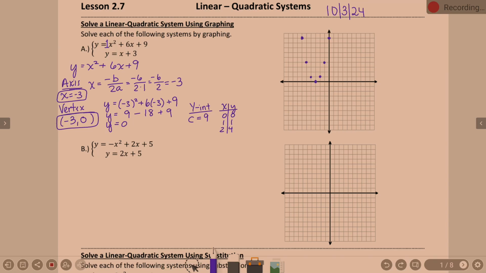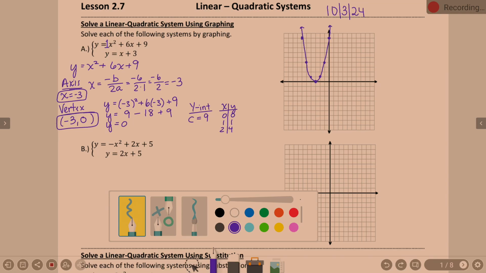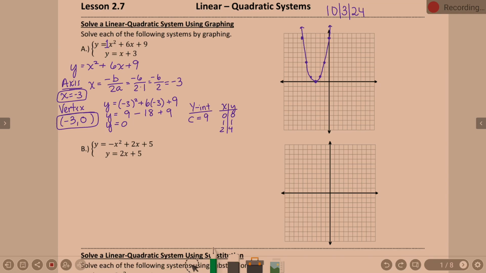Okay? So I'm going to put my parabola up there. Okay. So there's my parabola. What else do we have to graph? The y equals x plus 3. Yeah, we have this other line. Don't forget about it. Y equals x plus 3. What do you know about y equals x plus 3?